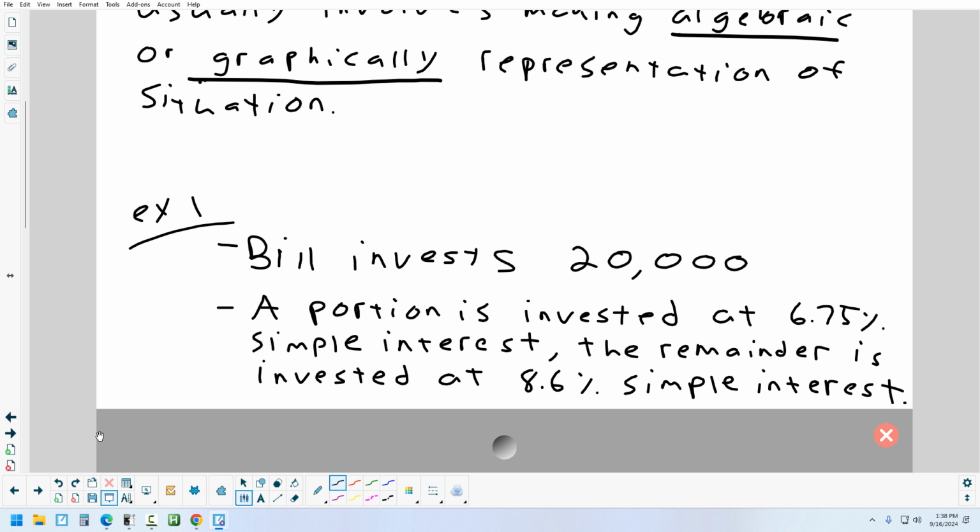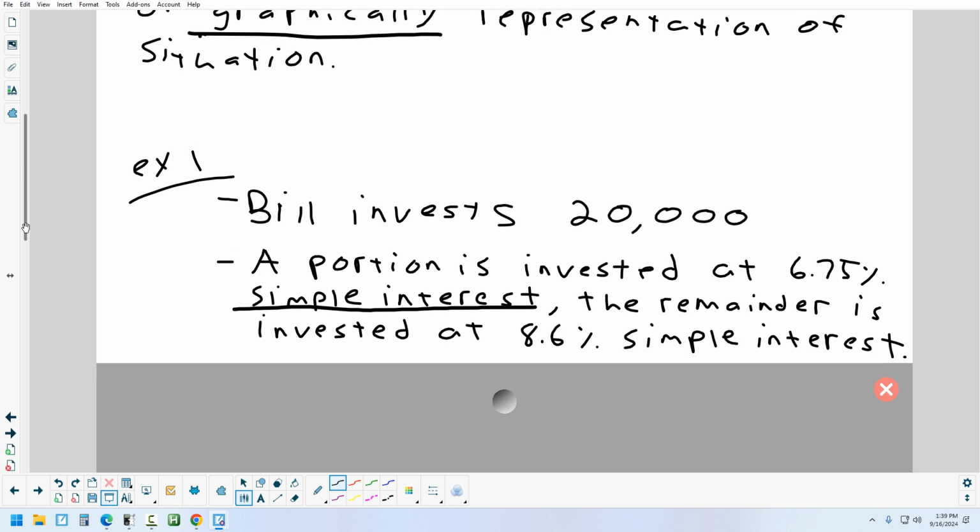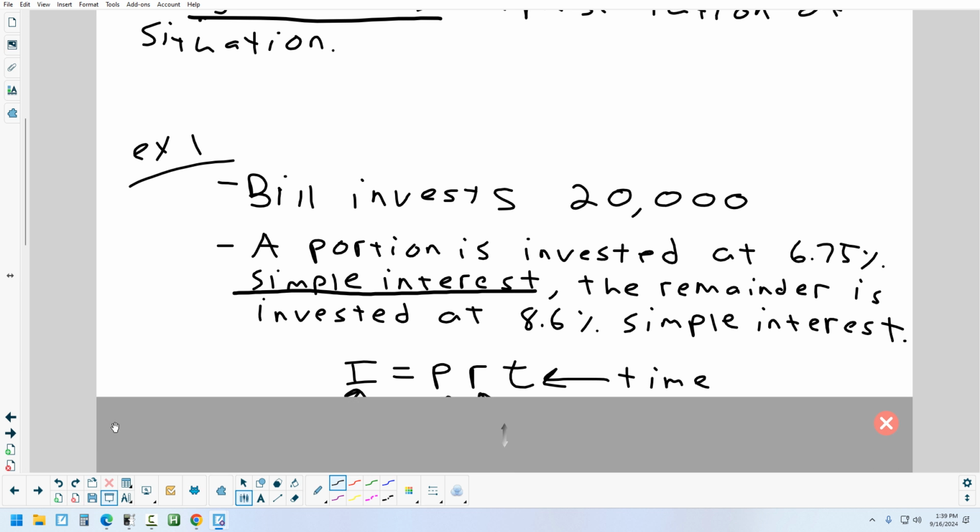But these two investments that Bill is going to put his money into are going to pay what's called simple interest. It's not actually the way the bank would calculate interest. The bank uses what's called compound interest, but the formula is a little more complicated. So we're going to stick with what's called simple interest. And the formula that you'll need in this problem is I equals PRT. So it's 4 letters there.